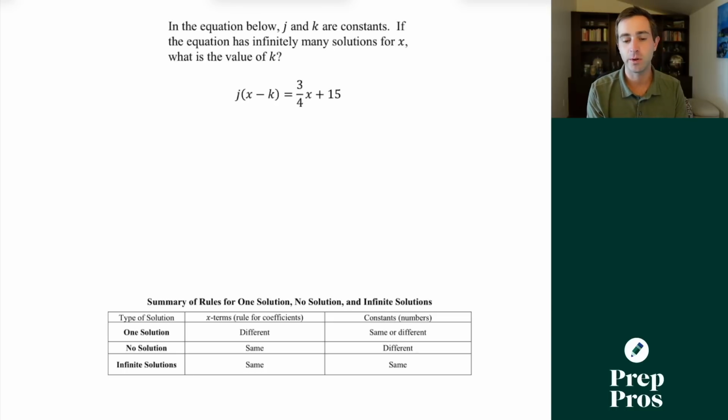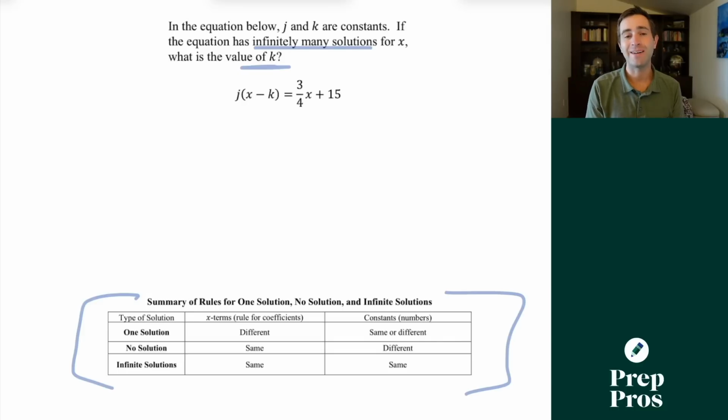So here we see in the equation below, j and k are constants. If the equation has infinitely many solutions for x, what is the value of k? Well, we're going to get to the graphical part for our next example in a minute, but infinite solutions just means everything is the same on both sides of the equation. If we were to graph these two sides of the equation, we'd have to see the exact same line because it's constantly intersecting, so we have infinite solutions.